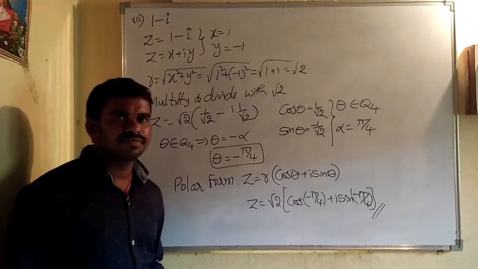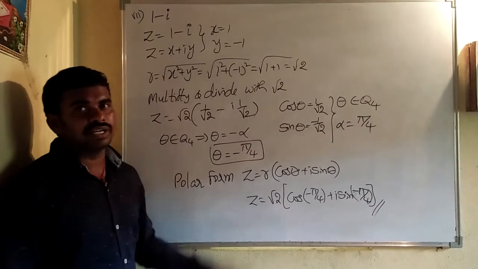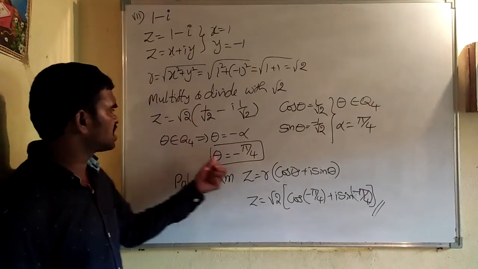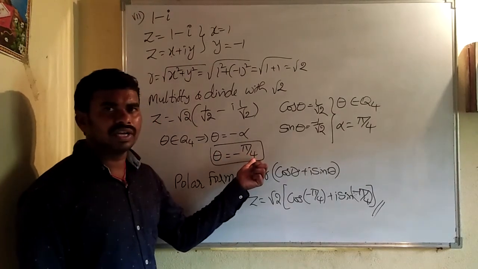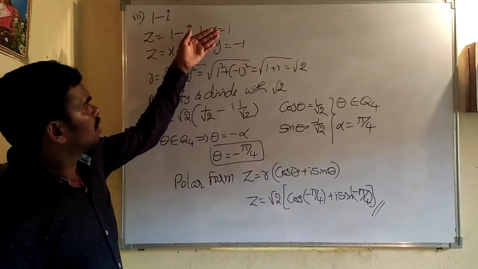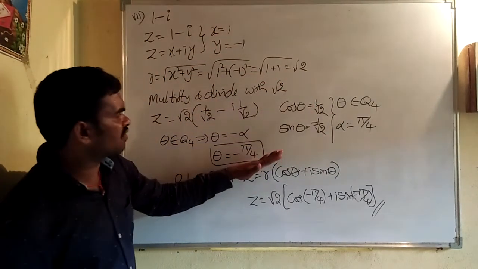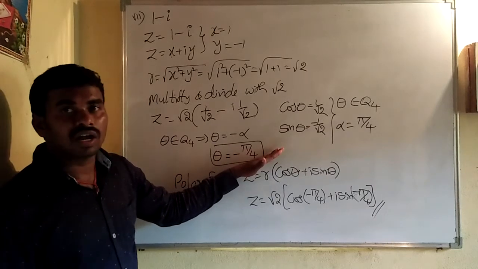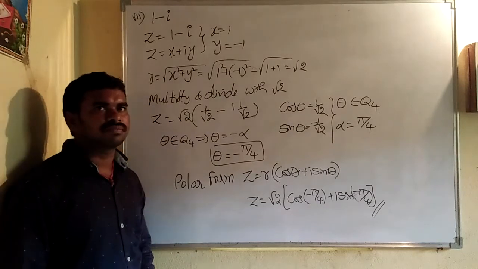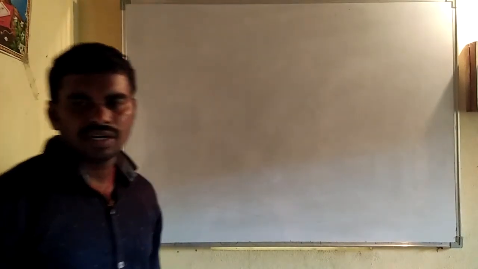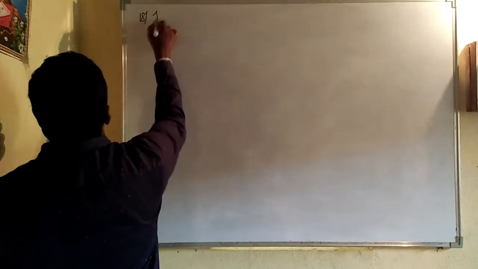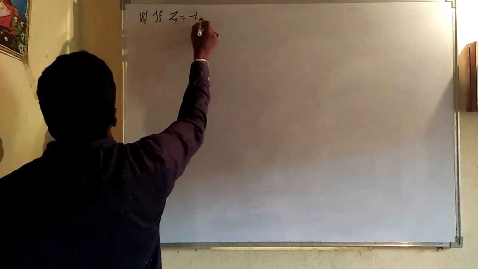Next, argument z. Just now I told you what argument z is. Argument z is nothing but theta, that is minus pi by 4. By solving in this way you can stop here to find argument z. We also have another method, which I will tell you. Let us see the next question.